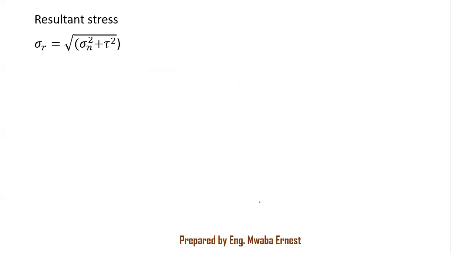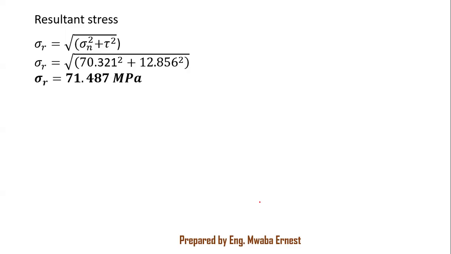The resultant stress now comes in to combine the two. The normal stress squared plus the shear stress squared, everything under the root. This is supposed to give us now the resultant stress. So the resultant stress, we substitute. The normal stress is 70.321 squared plus the shear stress is 20.856. Next, our answer is 71.487.